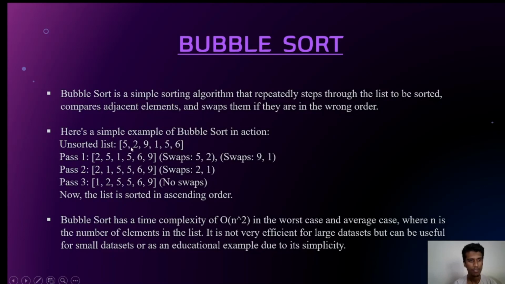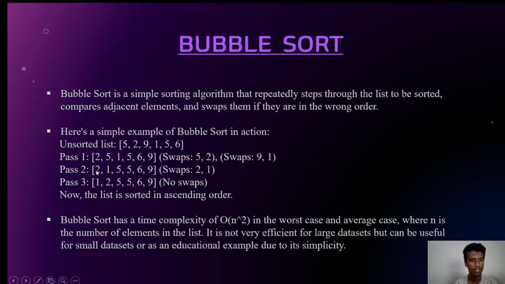In 5 and 2, the 2 is lesser than 5, so it's getting swapped. In 9 and 1, 1 is lesser than 9, so 9 and 1 will get swapped. And 5 and 6, 5 is lesser and 6 is greater. Here we are going to arrange in ascending order. So we get the array like this. In the next step we get the array like this.